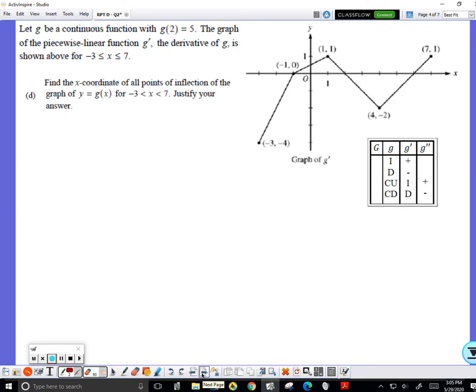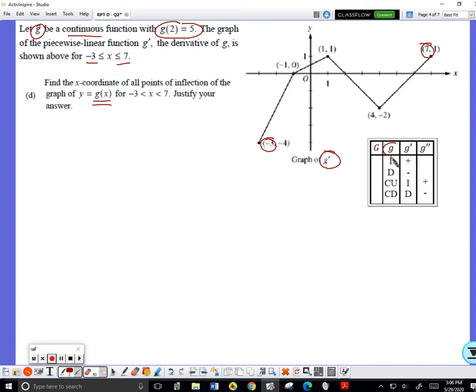Okay, g is continuous. g of 2 equals 5. The graph of g prime is shown from -3 to 7. Yep, that's consistent, so we're good. Find the x-coordinate of all points of inflection on g.